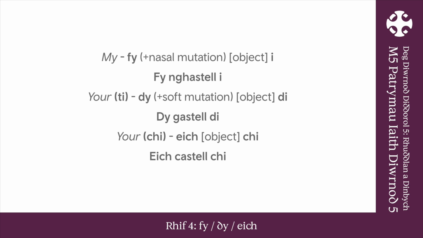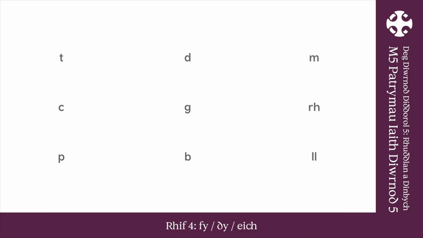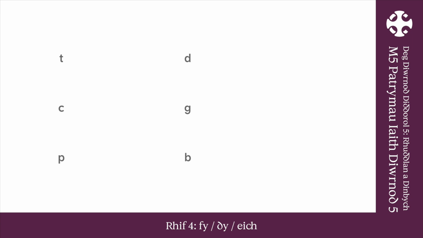So the difficulty in this is that you need to be really confident with your mutations. The following letters take a soft mutation: T, K, P, D, G, B, M, R, L. The following letters take a nasal mutation: T, K, P, D, G, B.